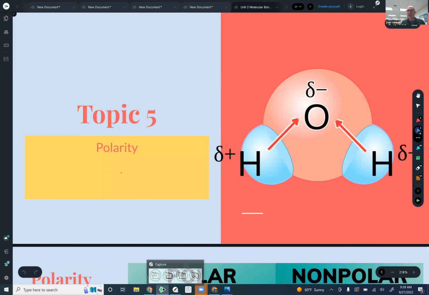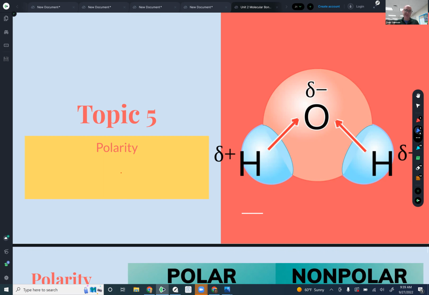So polarity, as you can see in this diagram, has to do with some new symbols. And it has to do specifically with this water molecule. It's a perfect example. What we can see in this molecule are these arrows. Those arrows are pointing towards where the density, the majority of electrons, are located.